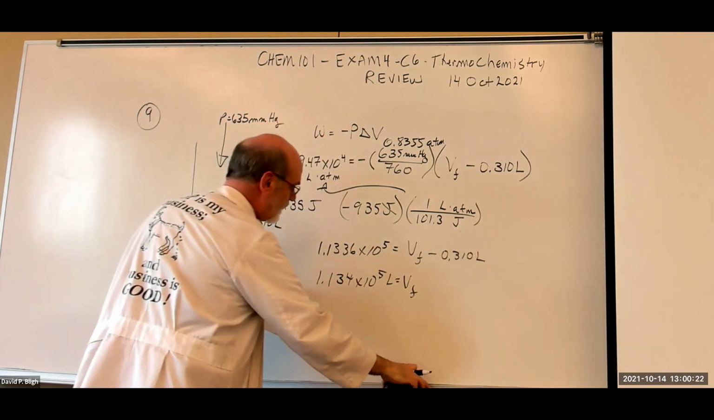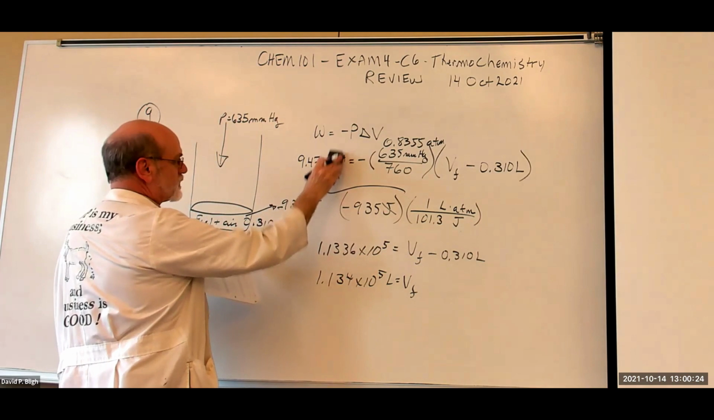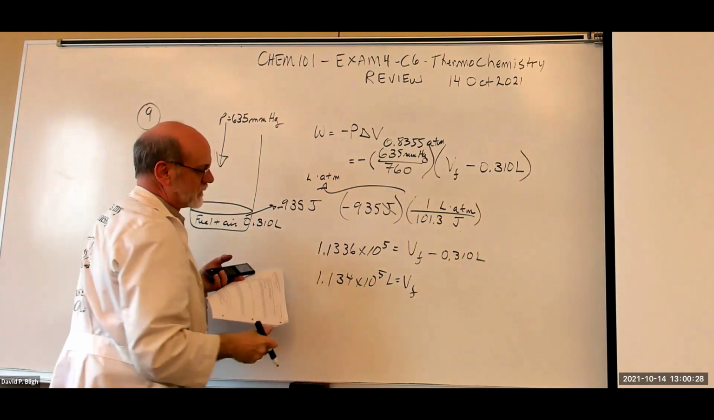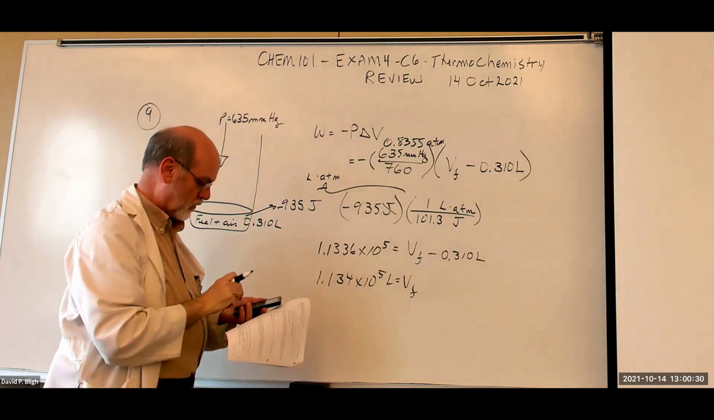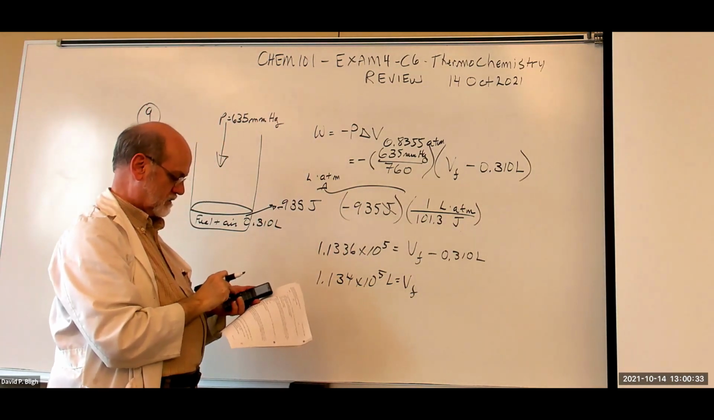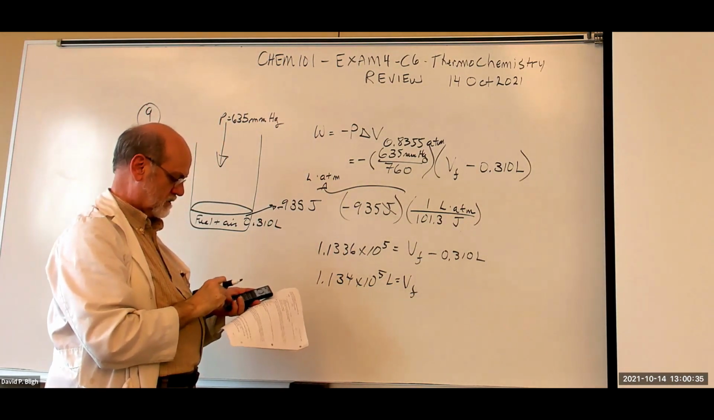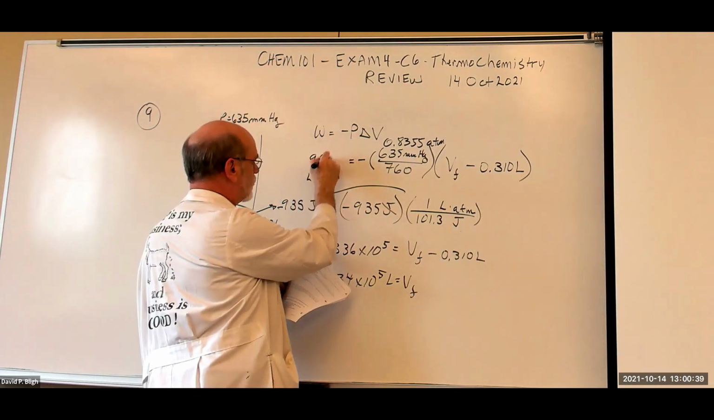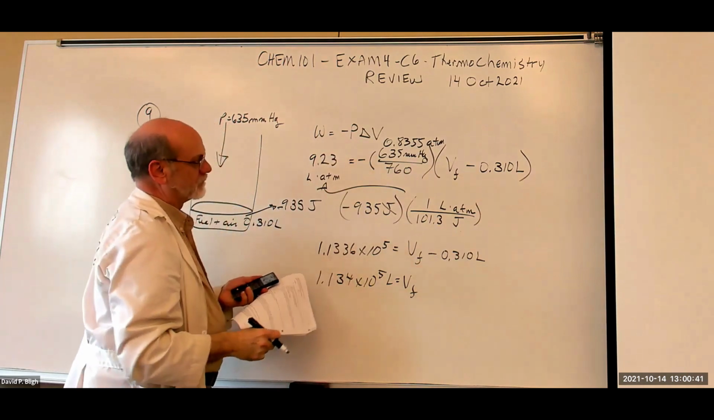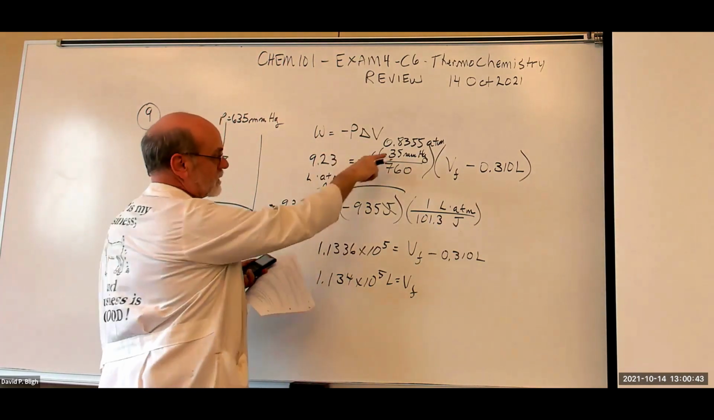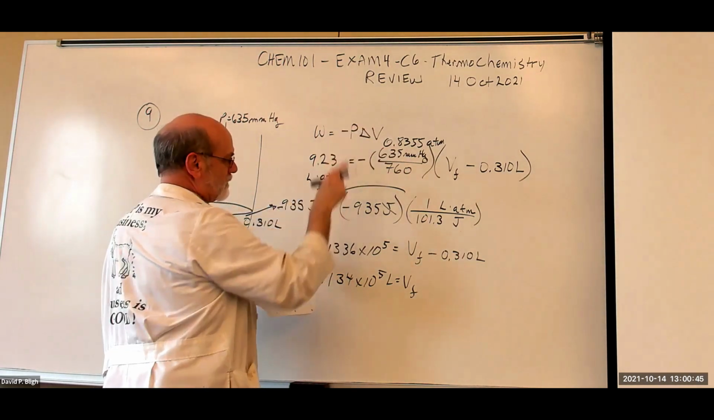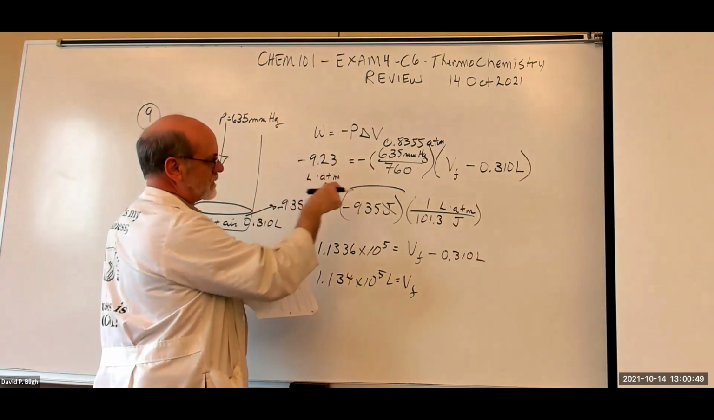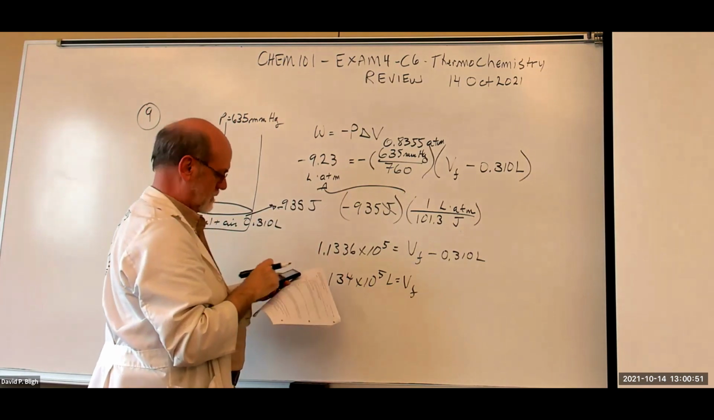There it is. That was the problem. So it's 935 divided by 101. So that's 9.23. There you go. So now I'm going to divide that by this one. And this is a negative. So I'm dividing by a negative.